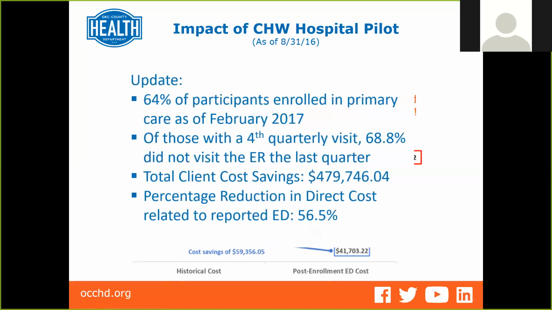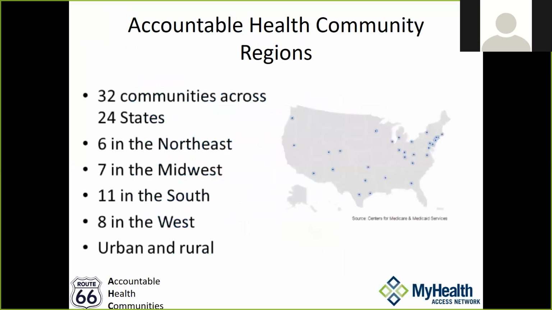So they became believers, and they ran a second pilot, and they were able to show that not only were cost savings in existence, but 2/3 of the participants were enrolled in primary care. Therefore, they had ongoing access to care and services. And of those that had a quarterly visit, 70% didn't come into the emergency room at all in the last quarter, even though they were high utilizers previously. So the percent reduction in direct cost was almost 60%. So we had that to build on, as our exemplar here in Oklahoma.